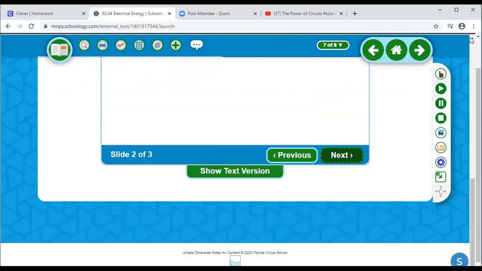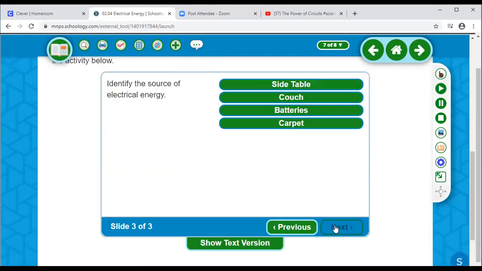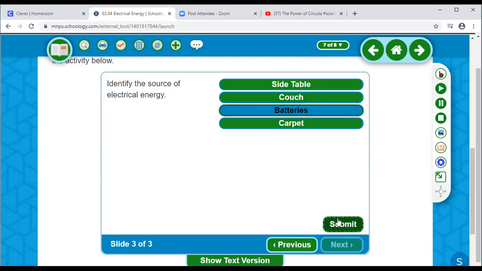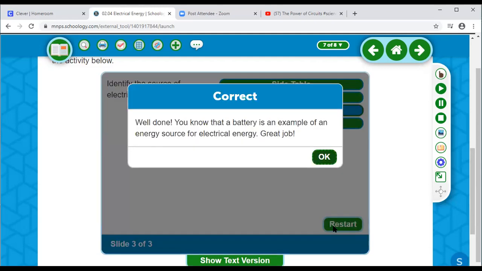Last slide. Identify the source of electrical energy. We have a side table, couch, batteries, carpet. Give you some think time. If you said batteries, you are correct. That is an example of an energy source for electrical energy.